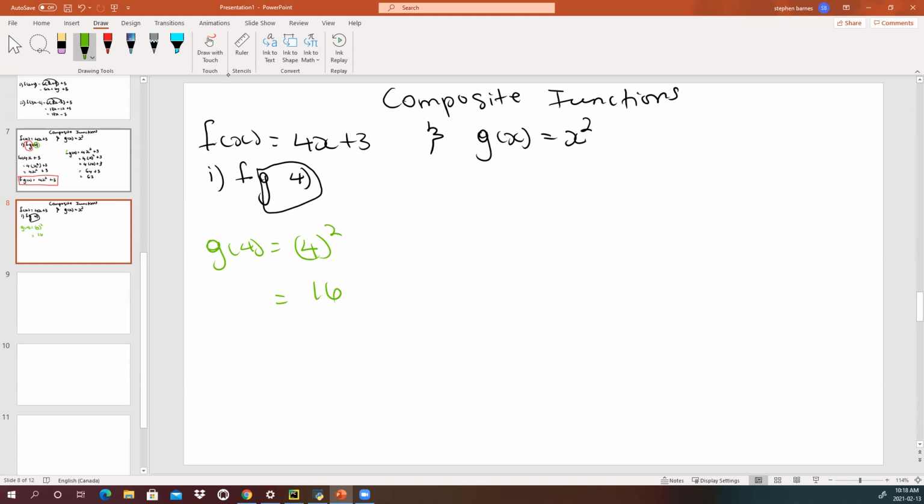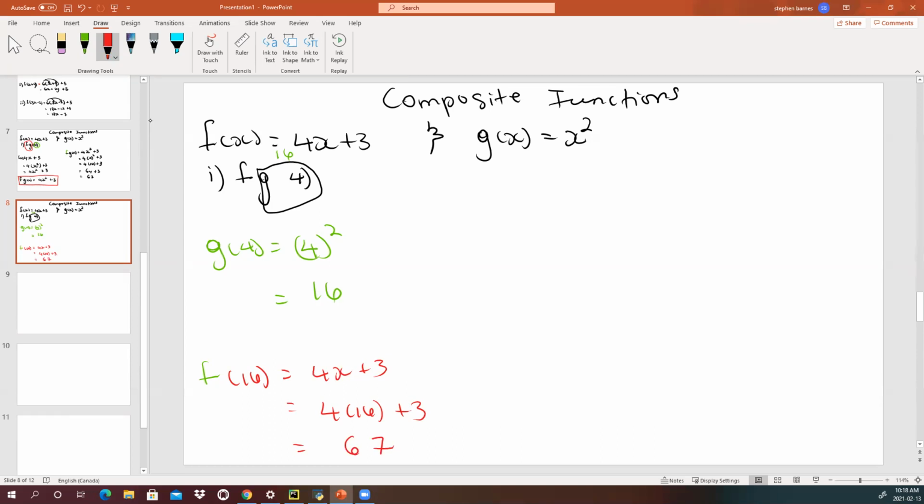And then now I find f of whatever g of 4 is. I found g of 4 to be 16, so I'm going to find f of 16. f is 4x plus 3, so it would be equal to 4 times 16 plus 3, which is the same thing that we had the last time. And we end up with 67.